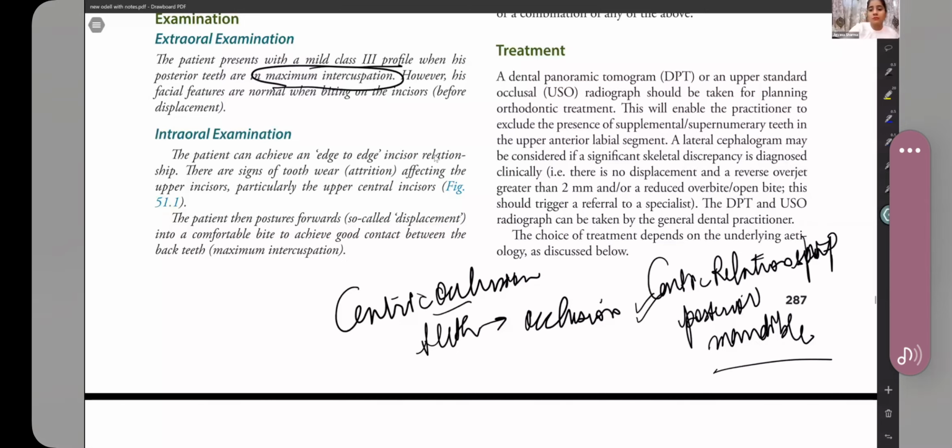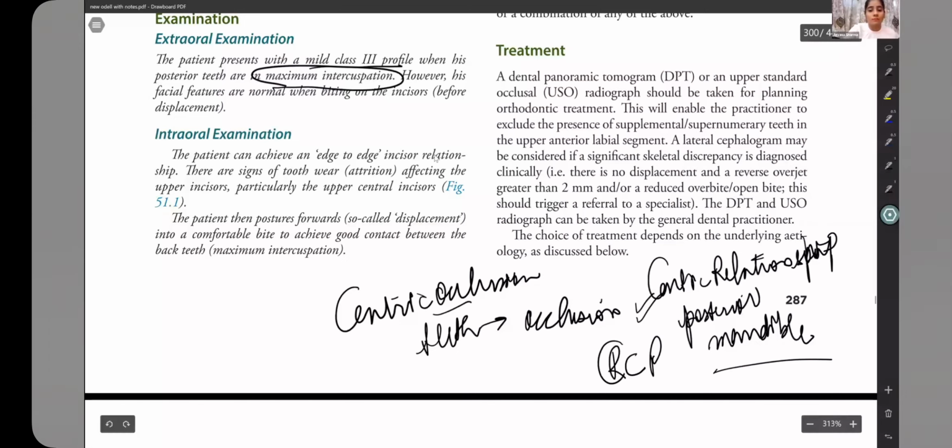So centric relation is also known as your retruded contact position. That means retrusion: the mandible is in complete retrusion, as posterior as it can get, and the teeth are making contact. It doesn't matter whether this contact is maximal intercuspation or not. That's why it's known as the retruded contact position, where the mandibular teeth meet the maxillary teeth in the most retruded position. So I assume now you get the difference between maximal intercuspation, which is also your centric occlusion, and centric relation, which is also defined as retruded contact position. These are two different things.